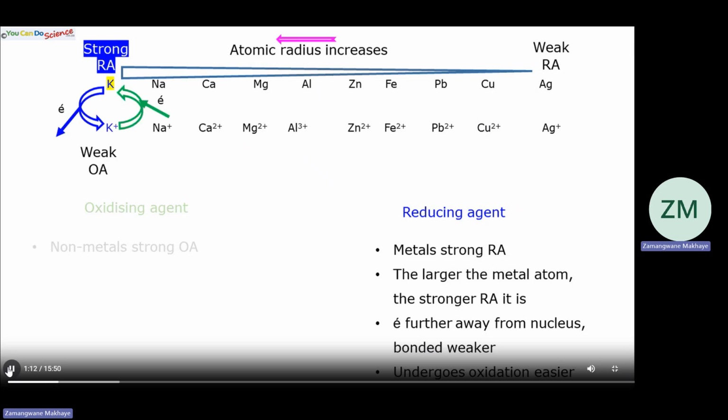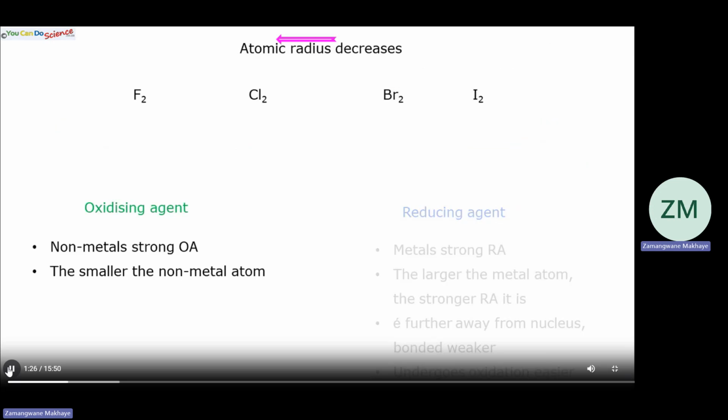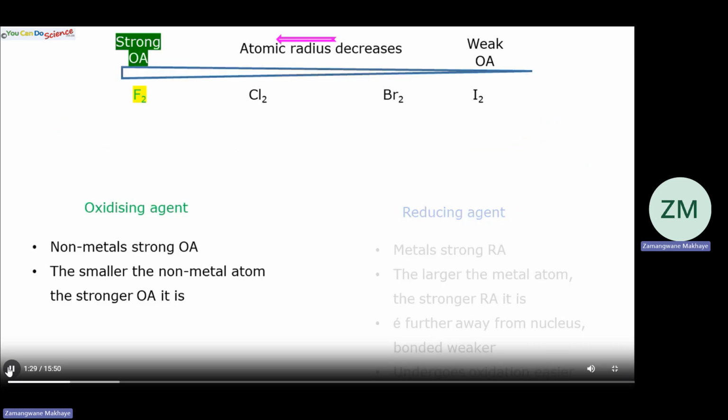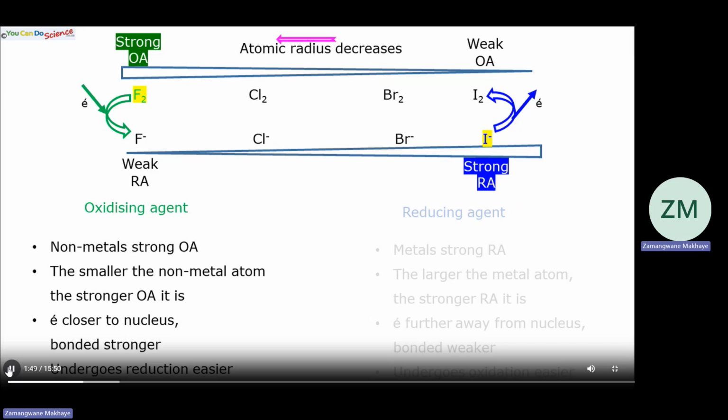The ion of a strong reducing agent is a weak oxidizing agent, while the ion of a weak reducing agent is a strong oxidizing agent. The smaller the non-metal atom, the stronger oxidizing agent it is, because the electrons are closer to the nucleus and are bonded stronger. It undergoes reduction easier. The ion of a strong oxidizing agent is a weak reducing agent, while the ion of a weak oxidizing agent again is a strong reducing agent.